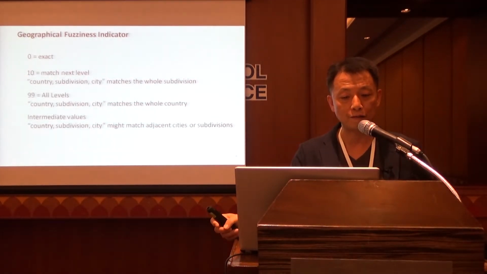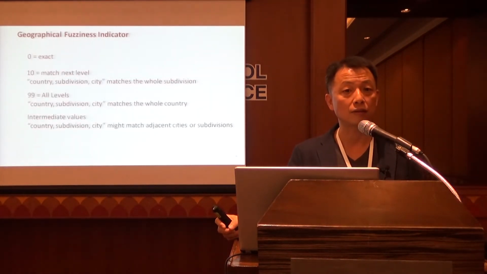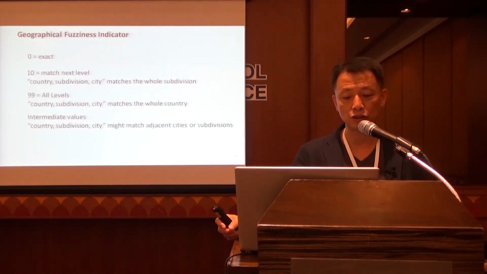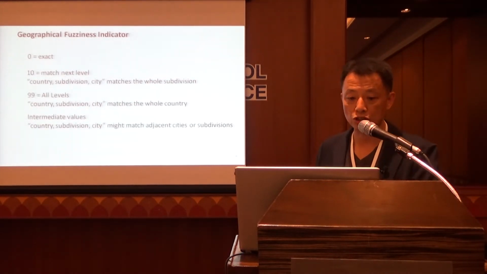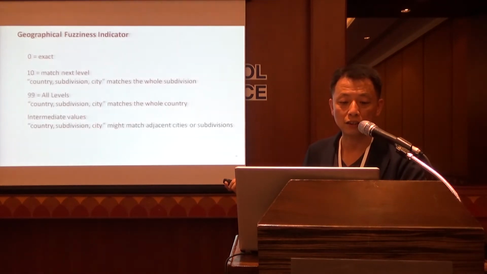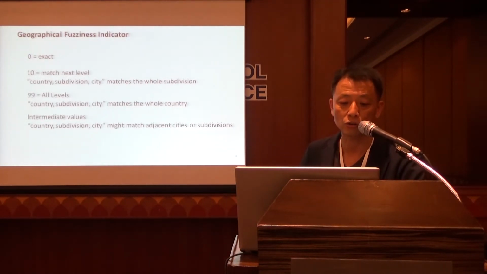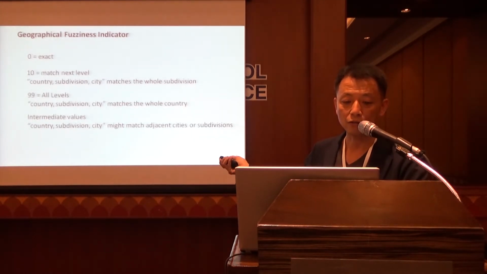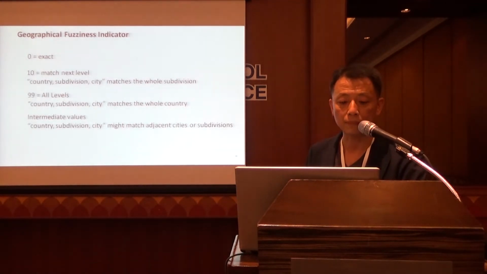Once we have a geographical fuzziness indicator, we can adjust the parameter to provide a little fuzziness in the search. For example, if the indicator is 0, it stands for an exact search. If the indicator is 1-0, that means match the next level. For example, search the country first. If you couldn't find the result in the country, go to the city subdivision or go to the city. If the value is 99, that means you search everything, whatever you can find from the IRNSS domain.